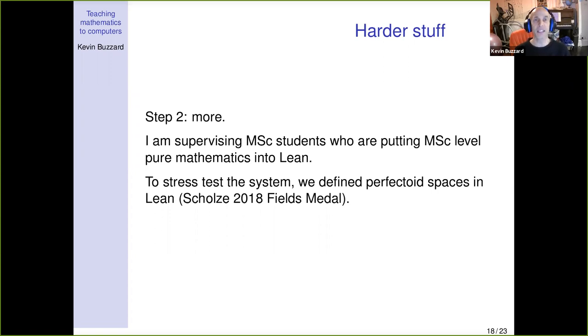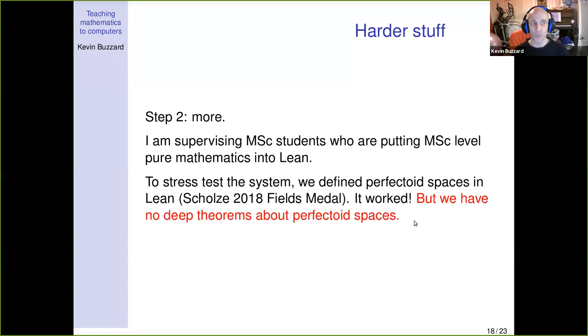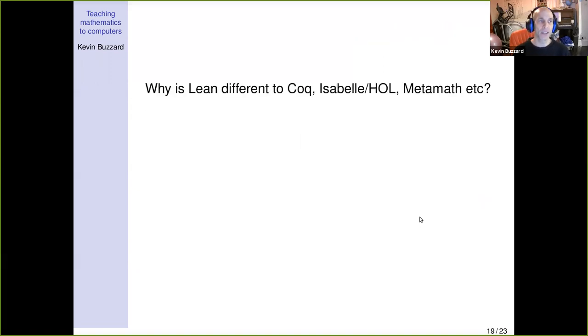We have complicated theorems about simple objects. Scholze proved complicated theorems about complicated objects, perfectoid spaces. So we don't have any complicated theorems about complicated objects, but we do have simple theorems about complicated objects. So that's something, right?